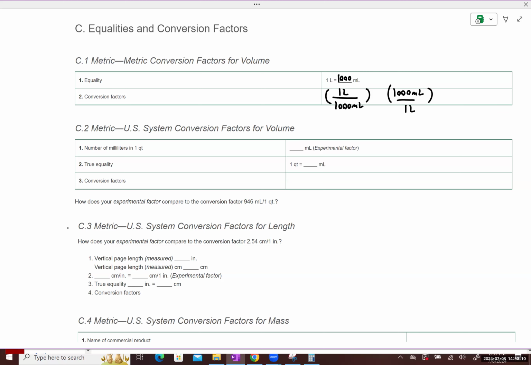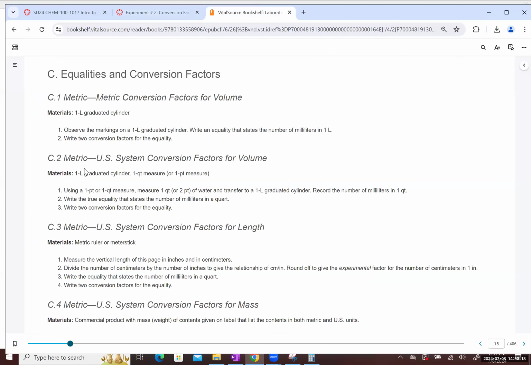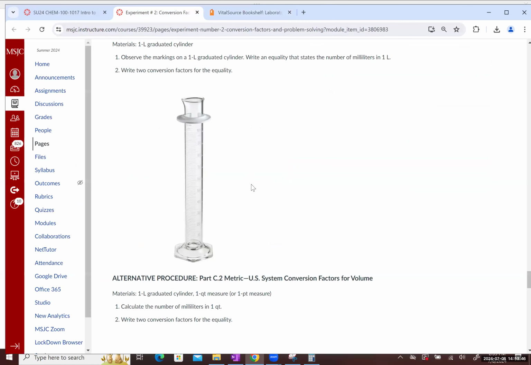Okay, so let's take a look at part C2 now. Again, we're going to go to the lab manual. C2, in this case, using a 1 pint or 1 quart measurement, measure 1 quart of water and transfer it to a 1 liter graduated cylinder. Record the number of milliliters in 1 quart, write the true equality, and write 2 conversion factors. Okay, so let's now check the lab page.